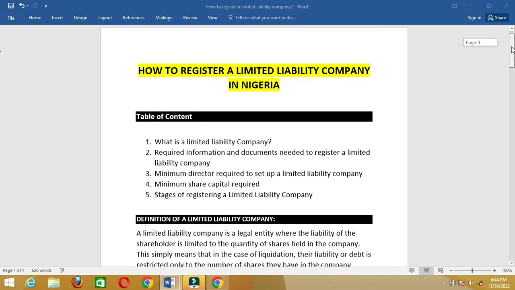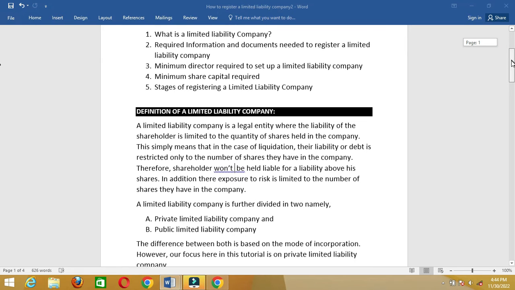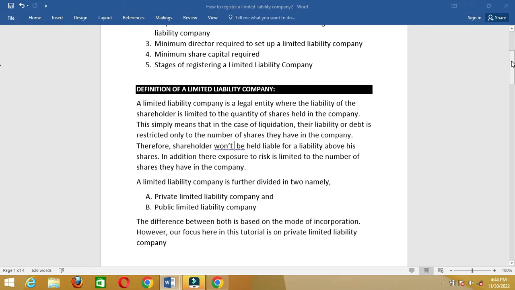Okay, now let's look at what a limited liability company is, so that in case you are being asked by your client or your prospect what a limited liability company is, you should be able to tell them. Be bold and confident of yourself and tell those people what a limited liability company is. Now, a limited liability company is a legal entity where the liability of the shareholder is limited to the quantity of shares held in the company.